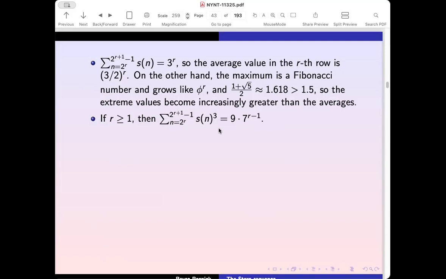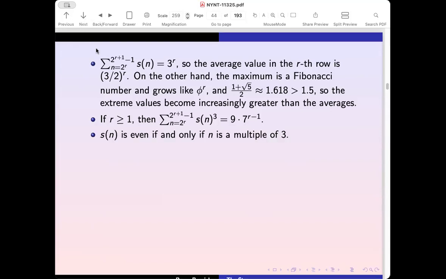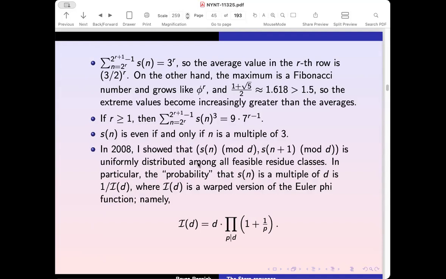This is just an absolute gift. For those of you who know recurrences, the left-hand side actually has a second-order recurrence, but the other root is 0. So 0 to the r only shows up when r is equal to 0. And that, again, is an example of the nice things. S of n is even if and only if n is a multiple of 3. Again, that's easy to prove by induction.